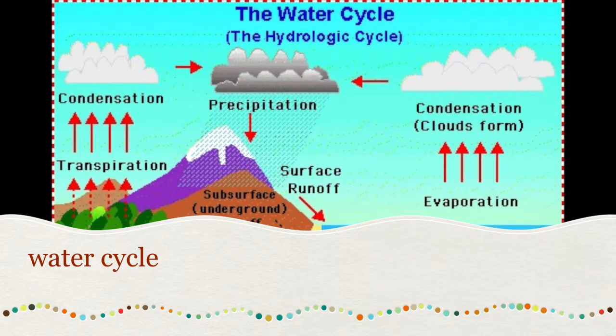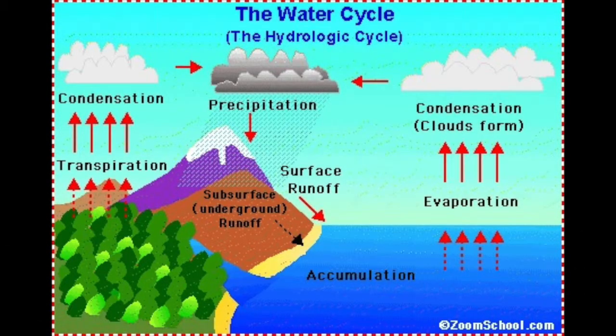The water cycle. The water cycle describes the constant movement of water among Earth's surface and atmosphere. Water is constantly moving from one place to another through the elements of the water cycle. These elements include precipitation, surface runoff, evaporation, transpiration, and condensation. Let's take a closer look at each element that makes up the water cycle.